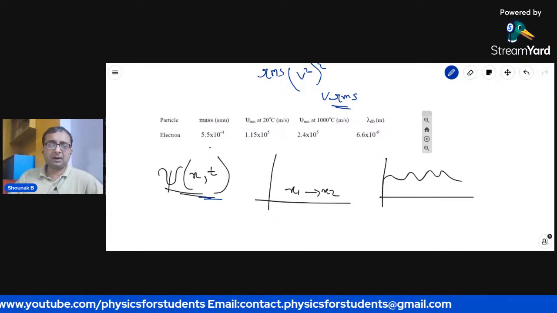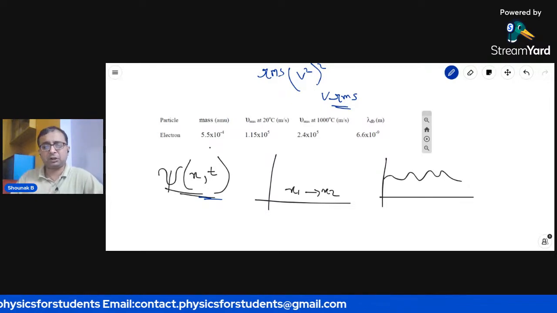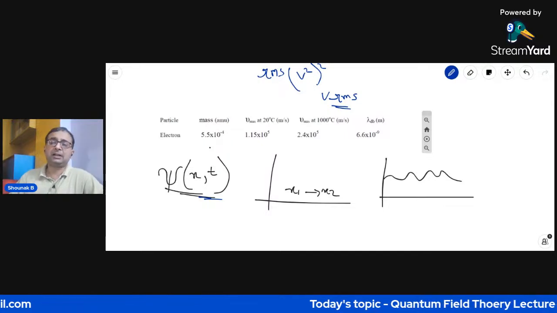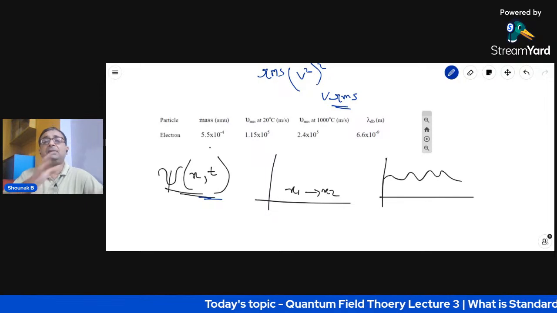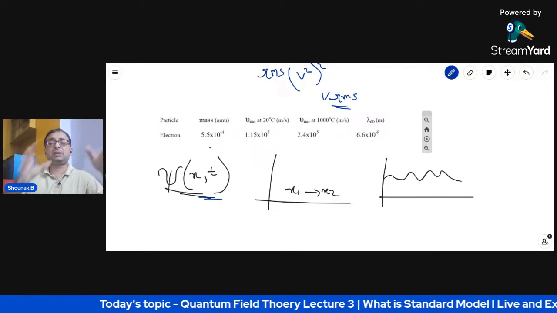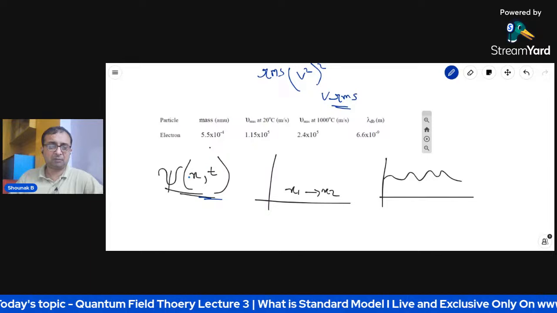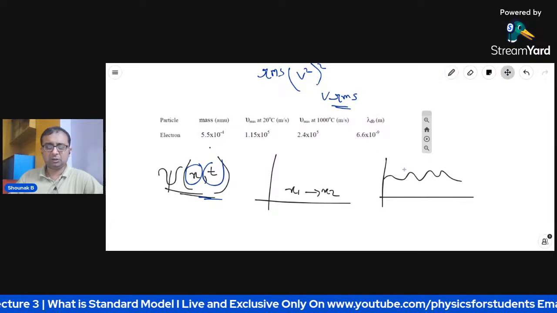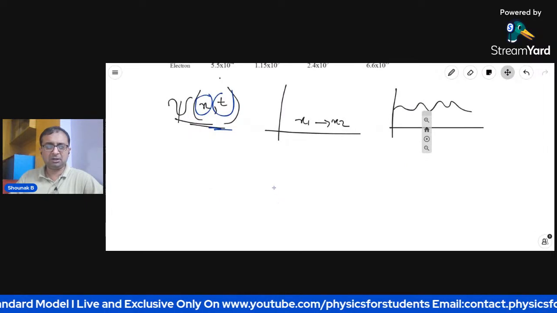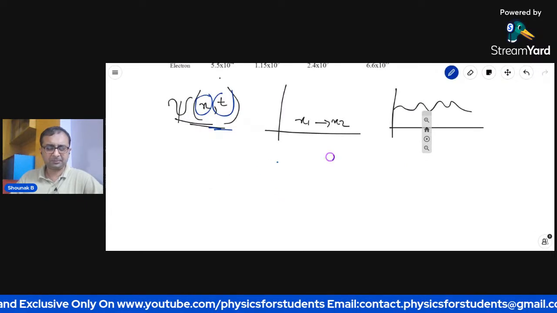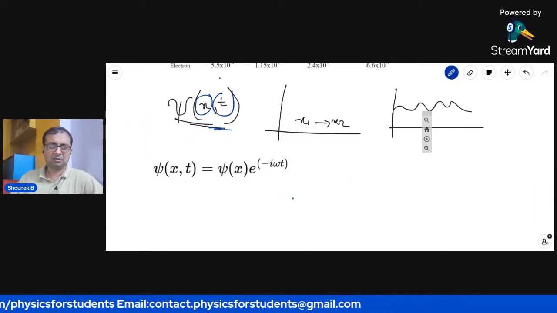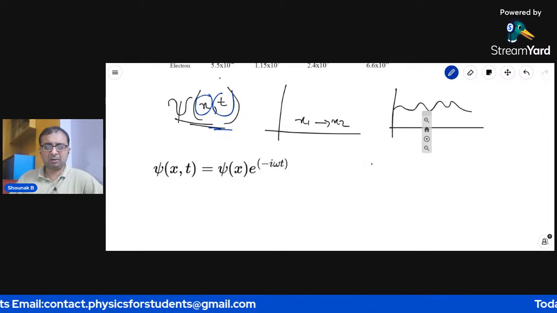Now the important property of this particular wave function, psi(x, t), is that the complete wave function can be written as the product of two terms, and we will see how. One of them depends on x and the other depends on y. So let me plug in the next particular equation over here, this one. Okay, now let us have an observation.